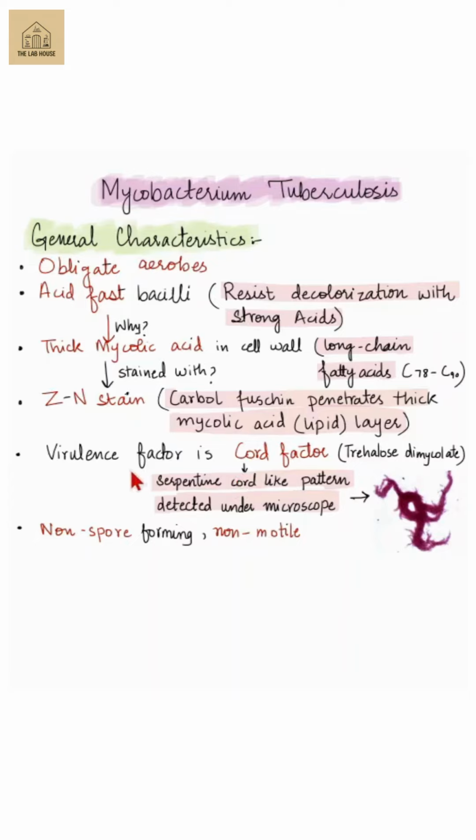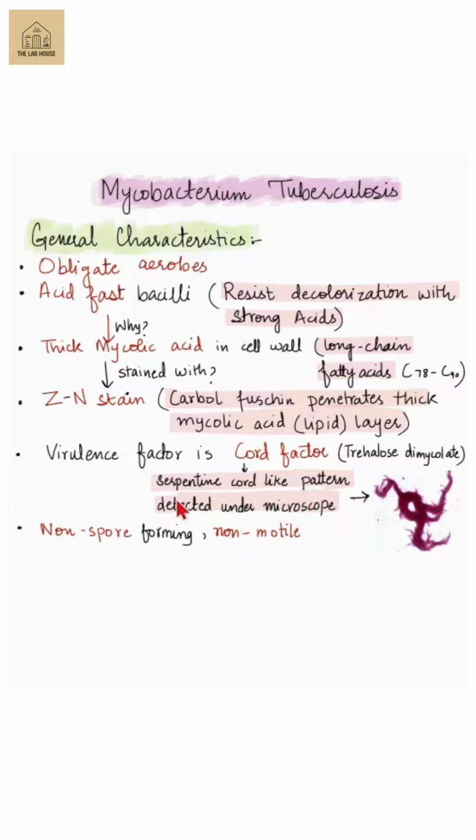As we know, virulence factors are those factors through which the bacteria can cause the disease, spread the disease and survive inside the host. And here, the cord factor is a glycolipid. The most important property of the cord factor is that the virulent strains of MTB, which have the cord factor, are easily identified under the microscope by identifying the serpentine cord-like pattern.